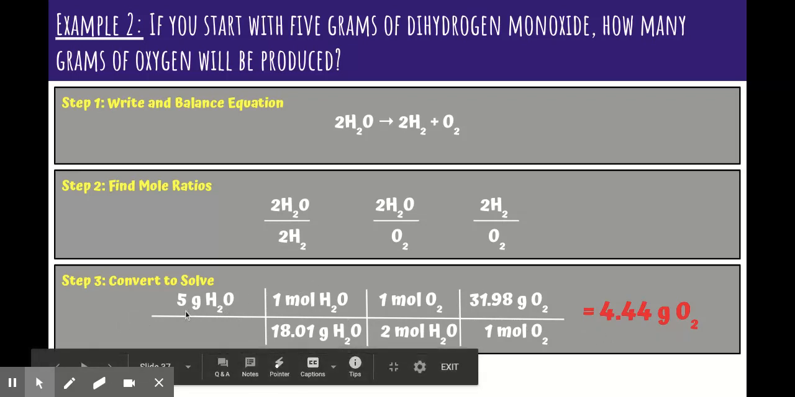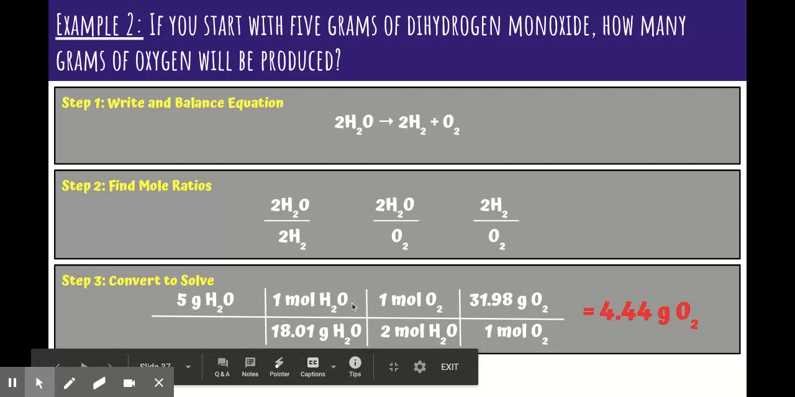So you start with 5 grams of water in this question, because it tells you that right here. So 5 grams of water, and we're trying to find grams of oxygen. First we have to go from grams to moles, use our mole ratio, and then back to mass. So we're going to start with 5 grams of water. Grams of water is the unit that comes down and over. We're writing the unit first. Now we need to go from mass to moles for water.